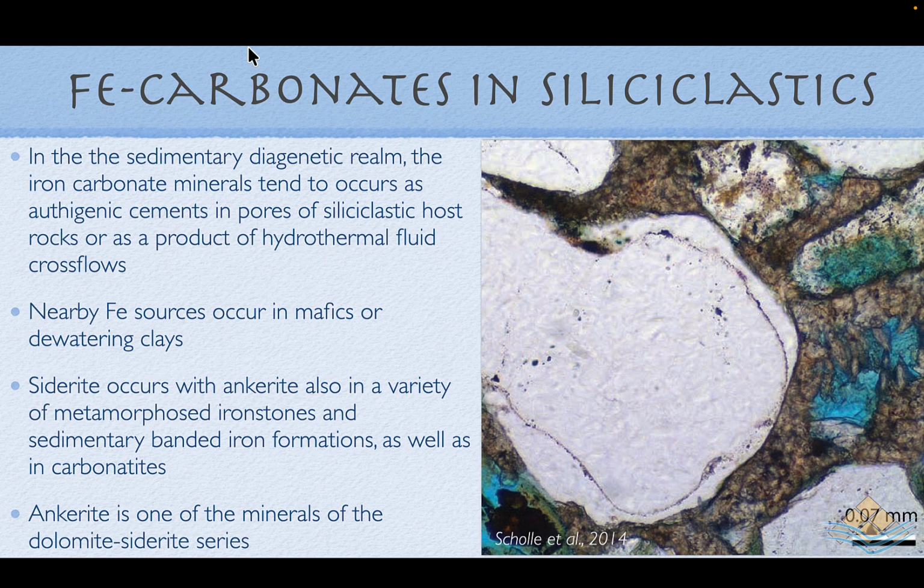Much of the iron is being sourced in nearby mafics or in dewatering clays. Siderite tends to occur along with ankerite in a variety of metamorphosed ironstones and sedimentary banded iron formations, as well as in carbonatites. Ankerite is one of the minerals of the dolomite-siderite series, which we looked at in a bit more detail in our economic geology courses, where it's a common gangue mineral in association with ferroan dolomite in various types of base metal precipitates.